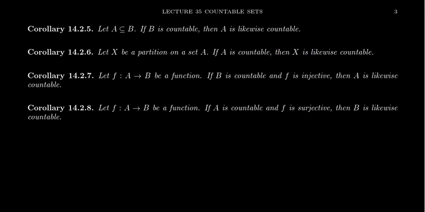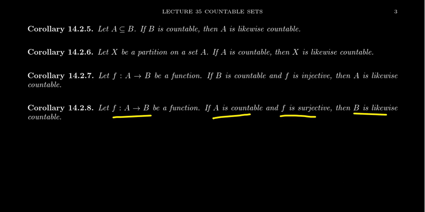Let's get some functions into play here. So if f is a function from A to B, and if the codomain is countable and the function is injective, then A is likewise countable. So if the codomain is countable and the function is one-to-one, then the domain has to be countable as well. And then the dual argument there is our last corollary: if f is again a function from A to B, this time the domain is countable and the function is surjective, that is the function's onto, then the codomain has to be countable as well.